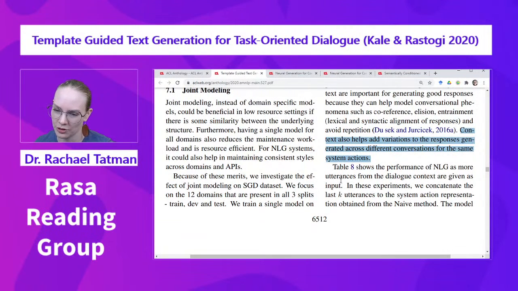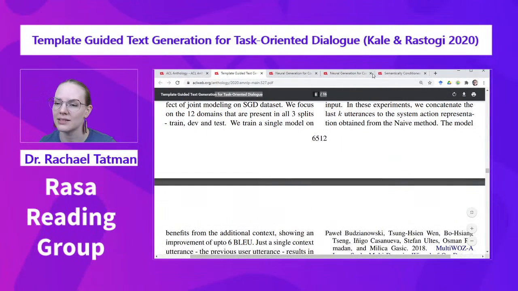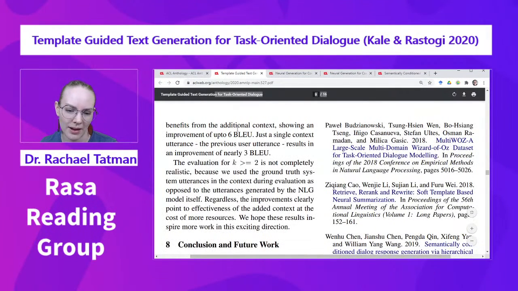Table 8 shows the performance of NLG as more utterances from the dialogue context are given as input. In these experiments, we concatenate the last K utterances to the system action representation obtained from the naive method. The model benefits from the additional context, showing an improvement of up to 6 BLEU. Just a single context utterance, the previous user utterance, results in an improvement of nearly 3 BLEU. So adding more conversational context improves output.